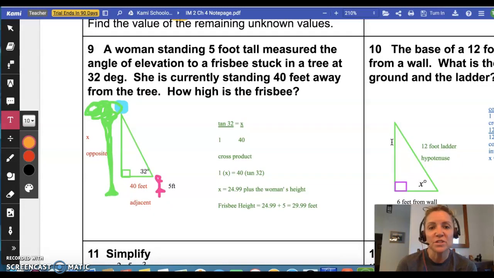All right. Jumping down to question number 9, it says, a woman standing 5 foot tall measured the angle of elevation to a frisbee stuck in a tree at 32 degrees. She is currently standing 40 feet away from the tree. How high is the frisbee?